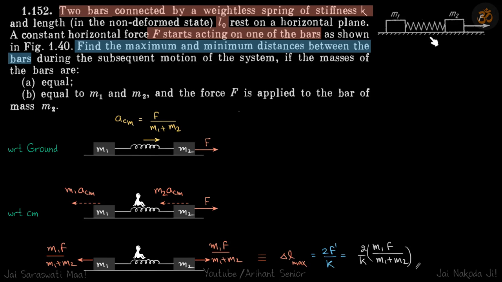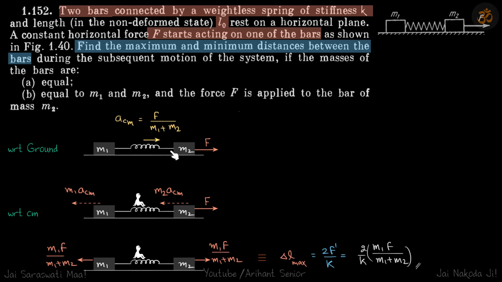We need to find what is the maximum and minimum distances between these two blocks, if the masses are equal and if they are different. So let's do the second case, then we can just put the values of M1 is equal to M2 to find the answer of first case.